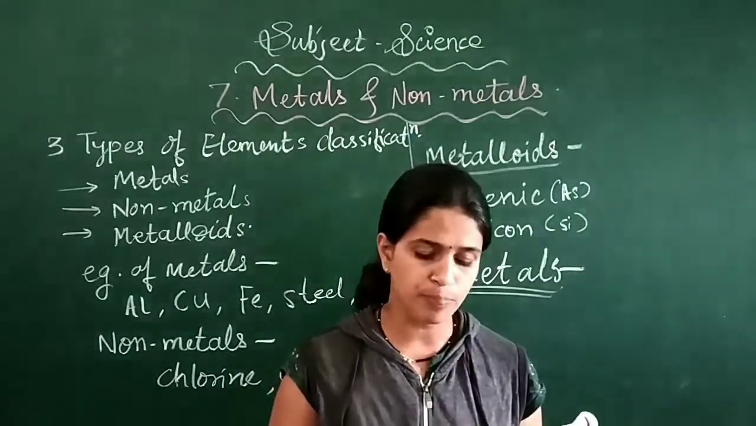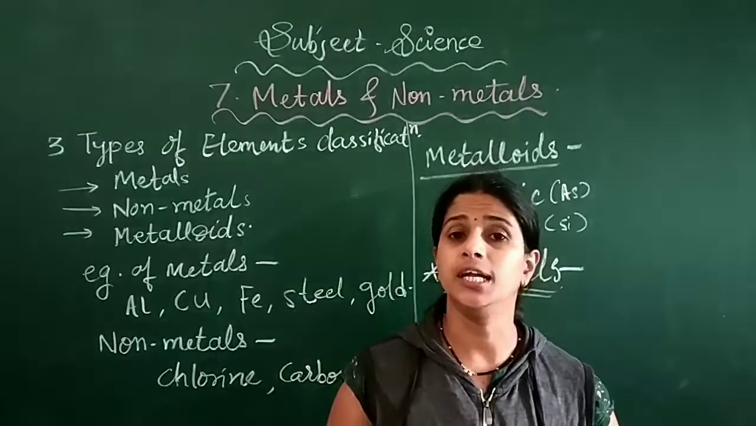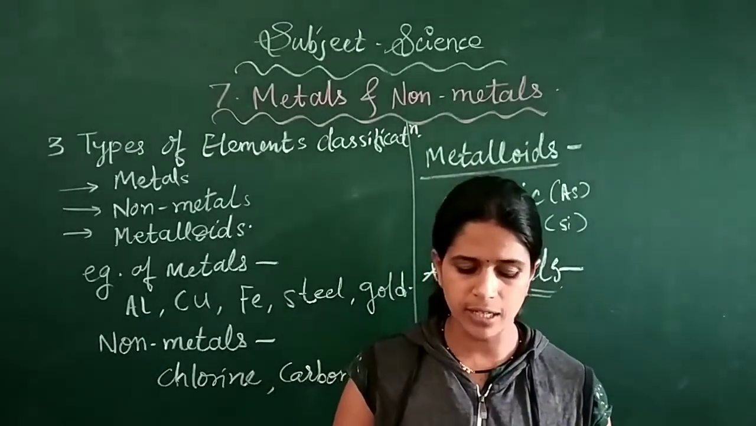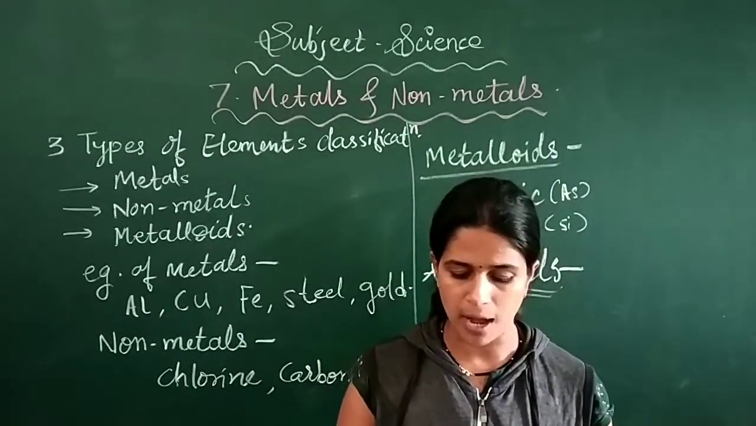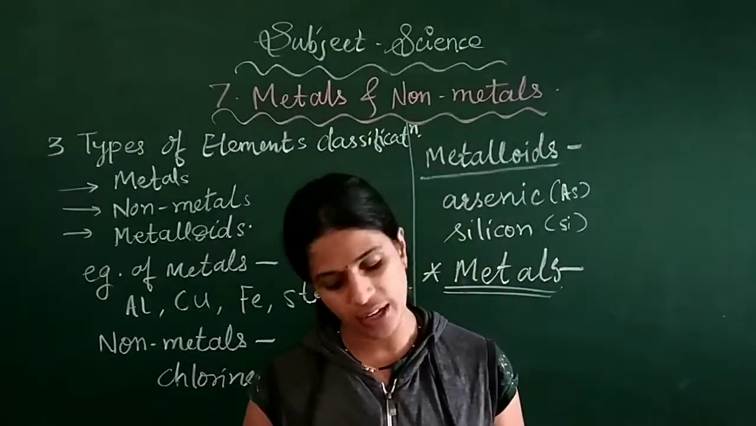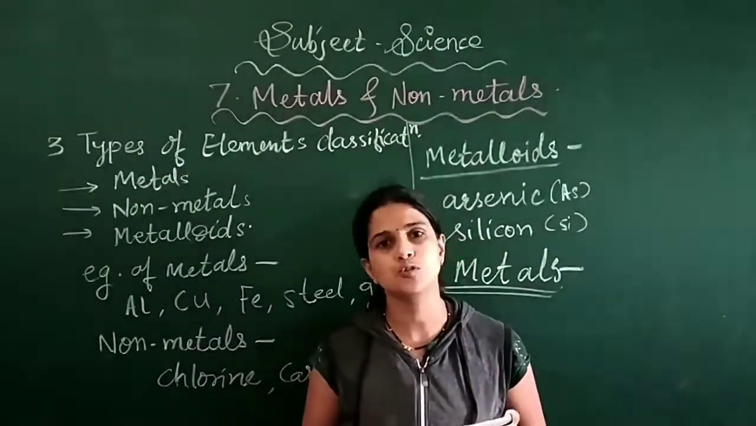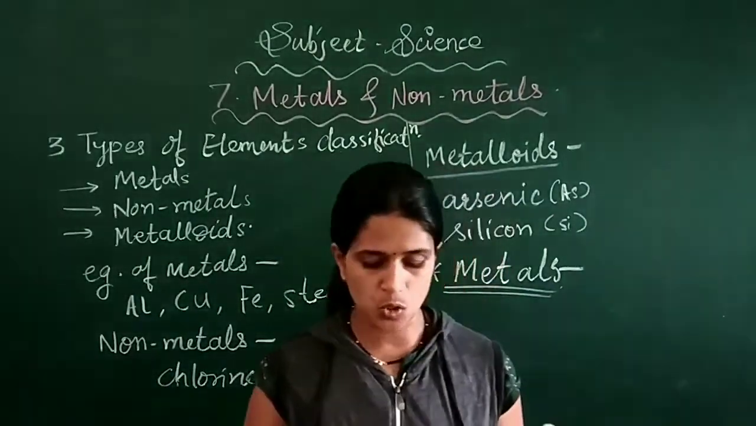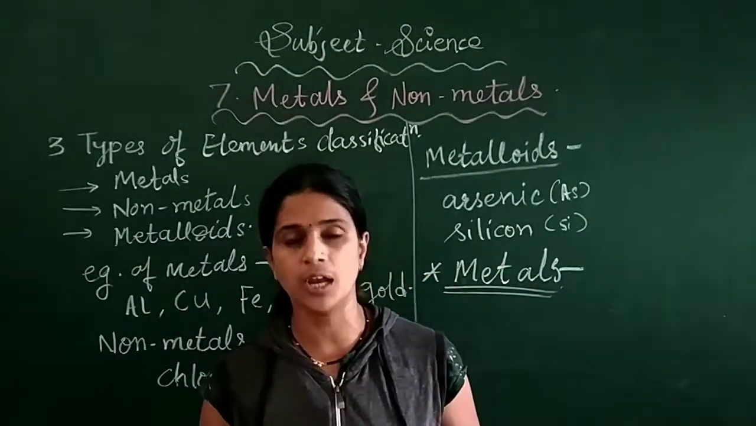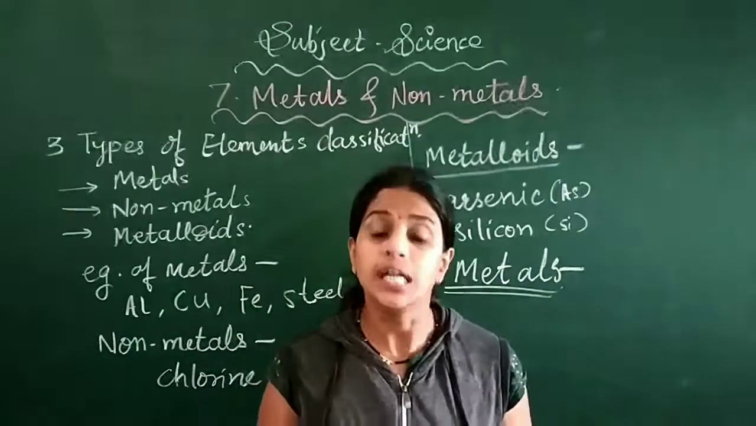Discuss with your teacher. Metals are good conductors of heat. Silver, copper and aluminium are the best conductors of heat, and for that reason we are using copper and aluminium utensils for our kitchenware. Okay, so why is it so? Because they are good conductors of heat.